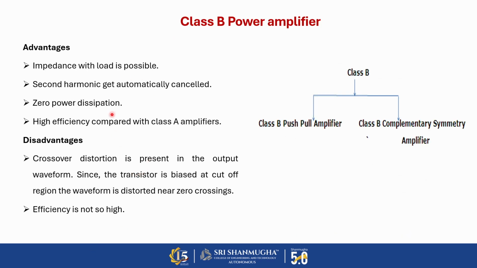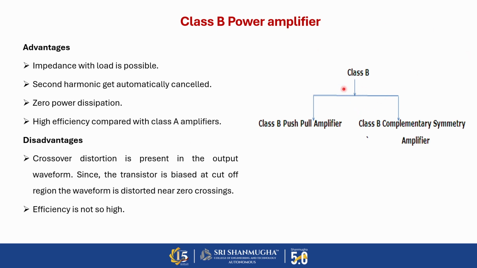The advantages of the class B amplifier: impedance matching with the load is possible. We can measure the impedance level of the class B amplifier, and it provides high efficiency compared to the class A amplifier. The main drawback is that in the class B amplifier, crossover distortion takes place in the output signal. So efficiency is not so high. When compared to the class AB type, efficiency is very low in class B, but compared to the class A amplifier, efficiency is high.